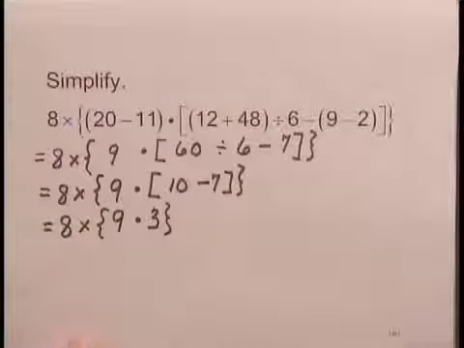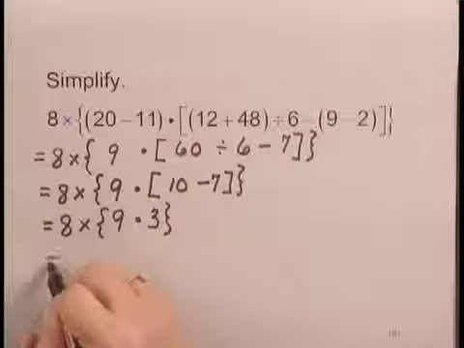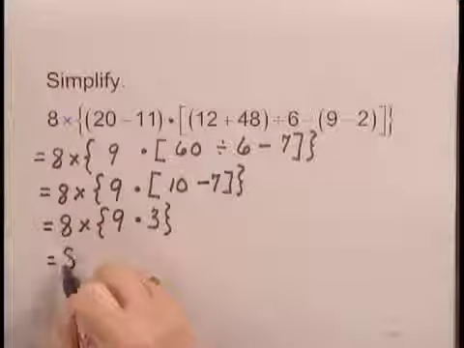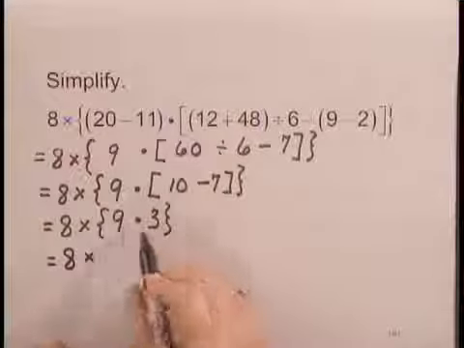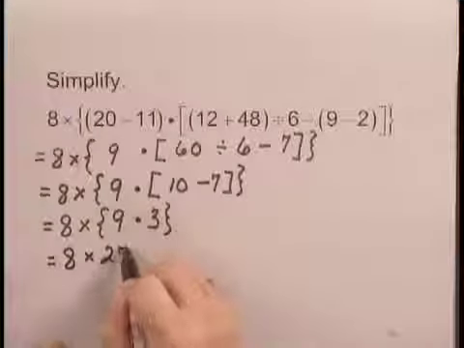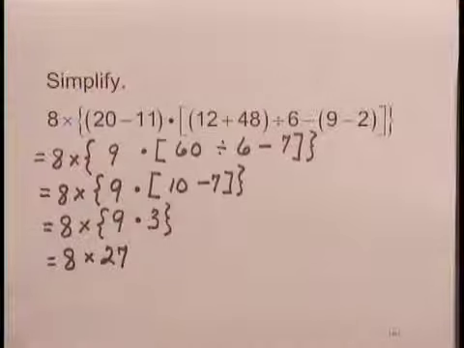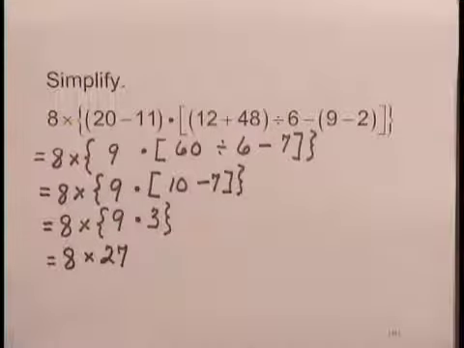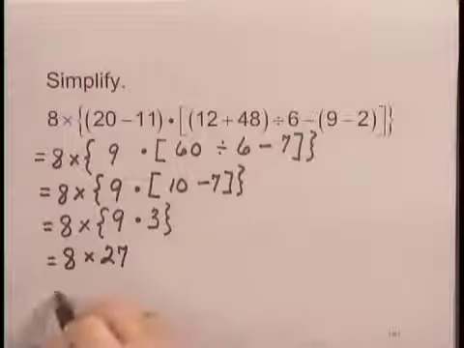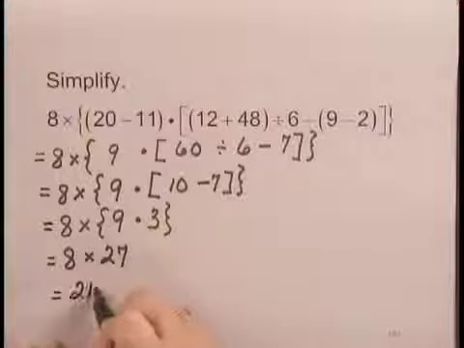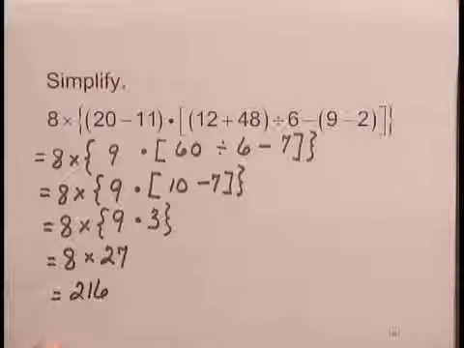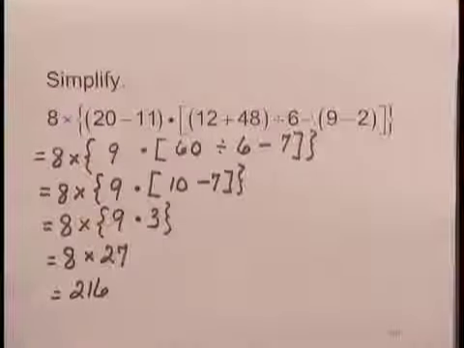I'm left now with just 9 times 3 inside the braces. So in my next step, I'll simplify that. 8 times 9 times 3 is 27. And finally, I just have one operation left to perform, the multiplication 8 times 27, and that is 216. And 216 is the simplified form of that expression.